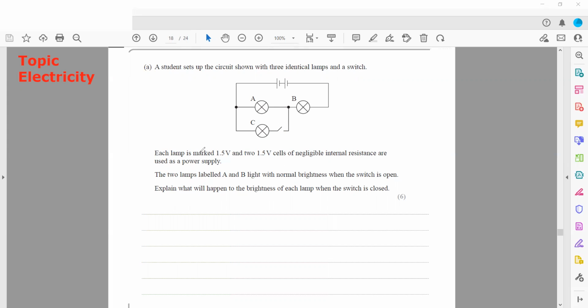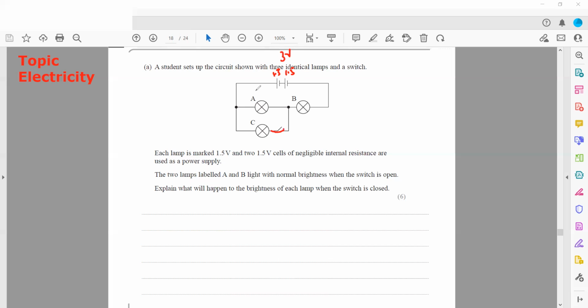Look, each lamp is marked 1.5, so each lamp requires 1.5 volts, and there are two cells. So this is 1.5, this is 1.5, so the combined EMF will be 3. Because they are connected in series, the voltage will divide equally, because they are identical lamps. But then what will happen if we close this switch?